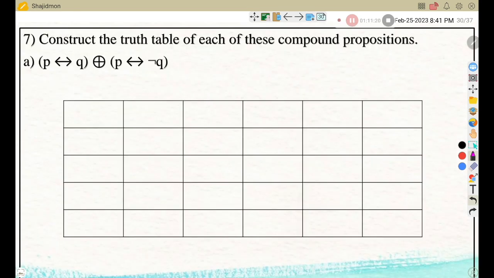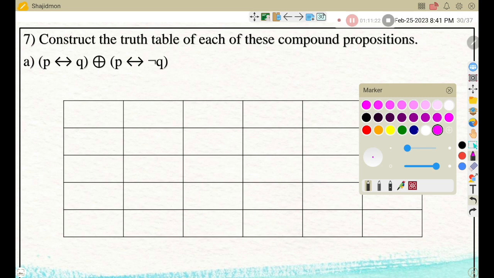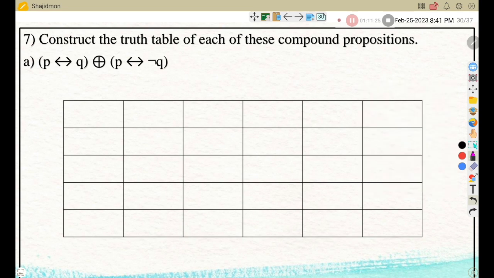Question number 7. 7 is a truth table construction related question. So construct the truth table. That is the question. We need to create the truth table of each of the following compound propositions. Some compound propositions are given. You need to construct the truth table related to that one. Okay. So we will go to here. P if and only if Q. XOR P if and only if negation P, negation Q. Sorry. Okay. All of you remember the precedence of the logical operators, which one we are taking first, which one we are taking second, like that.